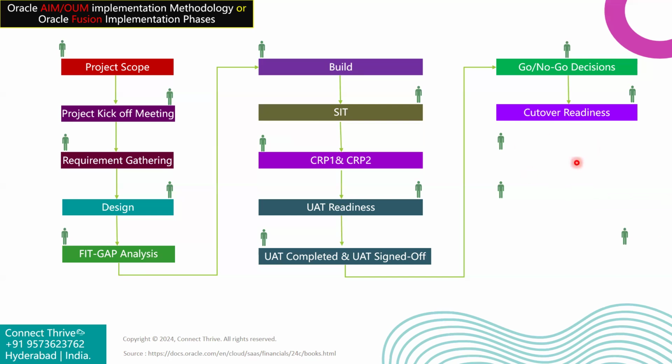Once the cutover strategy is done, we will do the cutover activities in the production instance. The cutover activities are mainly transaction data migration activities: AP open invoices, AP prepayments, AR receipts, AR invoices, FA legacy assets loading, and GL balances loading. We can do these activities after completion of the production configuration for each module.